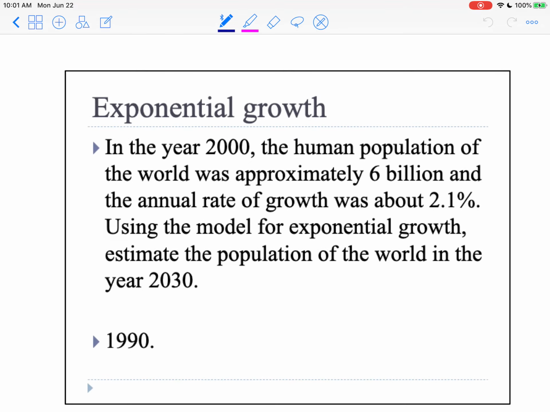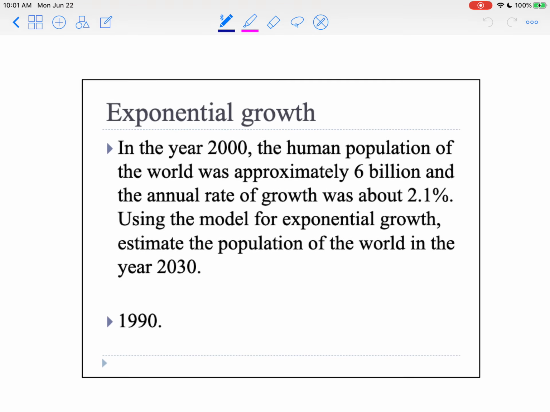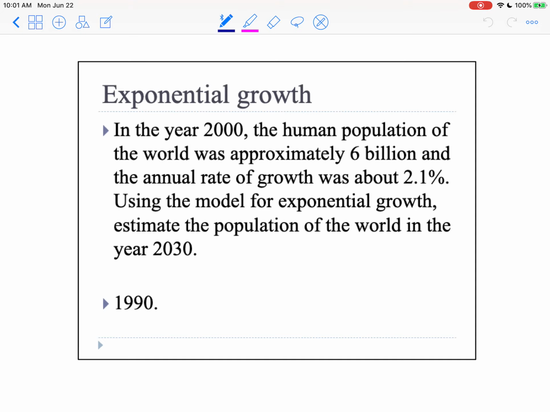So looking at this problem, in the year 2000, the human population of the world was approximately 6 billion, and the annual rate of growth was about 2.1%. Using the model for exponential growth, estimate the population of the world in the year 2030.